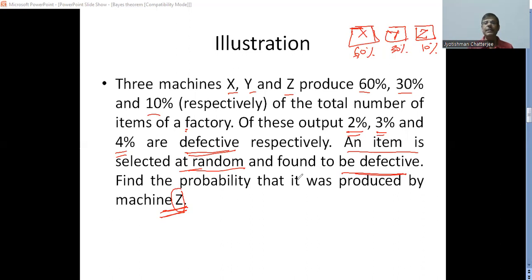Now, for this, we will first identify some events. By the way, what's the random experiment here? The experiment is random selection of an item. That's the random experiment. And let's talk about these events. Say event A. Let me go to the next board, or next slide. I think it's written over there.